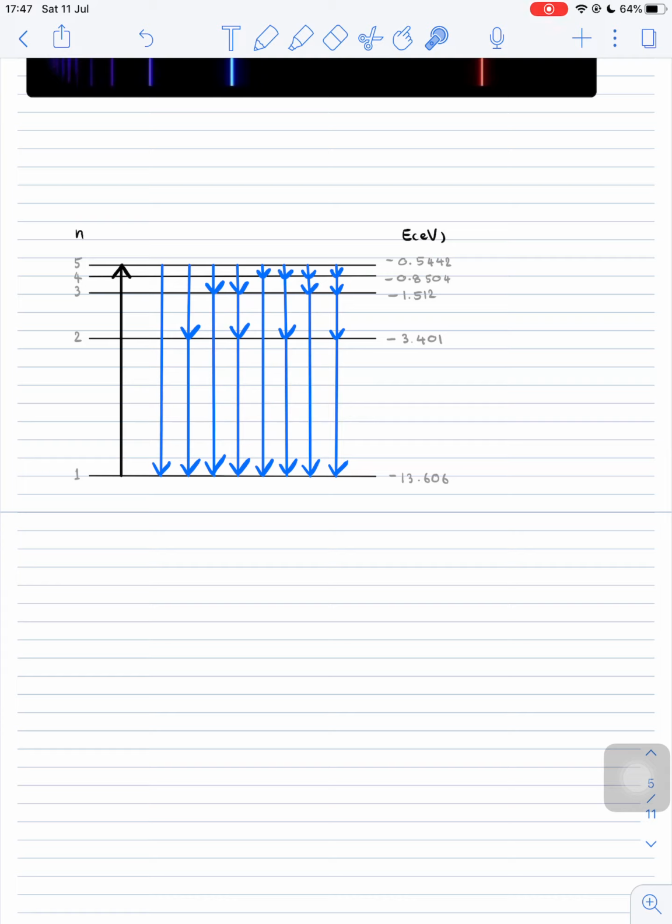Now in this case, if we look at this one, we have 5 to 4, 4 to 3, 3 to 2, and 2 to 1. It means that we will have the 4 photons released from these transitions.